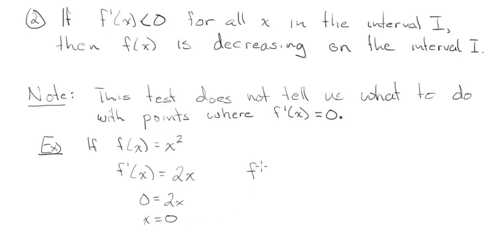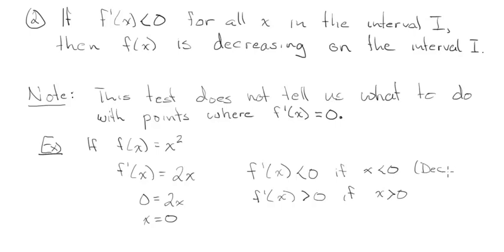And f prime of x is less than 0 when? Well, whenever 2x is less than 0. So if x is less than 0, f prime of x is less than 0, and if x is bigger than 0, f prime of x is greater than 0. And this would be your decreasing interval, and this would be your increasing interval.